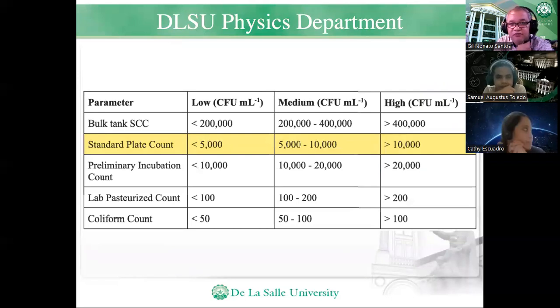Okay, so for a standard reference, we have low colony forming units if it is less than 200,000. In a standard plate, it's less than 5,000. And in an incubation count, that's less than 2,000. And for a lab pasteurized count, it is less than 100. And in coliform count, it is less than 50. So if you have medium, it's between 200 to 400,000. And if you have high colony forming units, that will be greater than 400,000. So this will be our reference if we effectively use the nanoparticles, and classify whether our aerobic count is low, medium, or high.